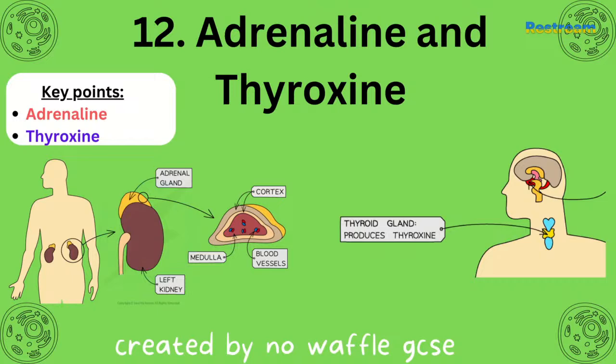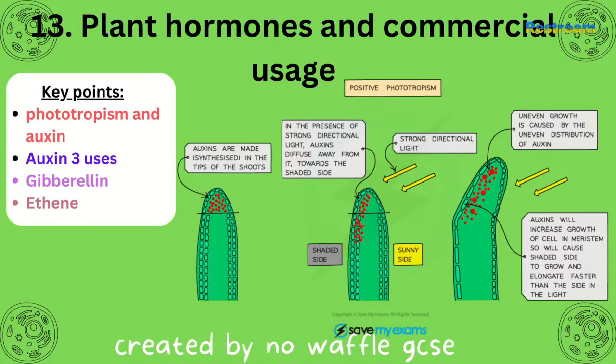Okay, now moving on. Plant hormones and commercial usage. This is the final topic in this first topic. Okay, so auxin. So auxin is a plant hormone, and auxin controls the growth of tips near the shoots and roots. So what it does is it allows for positive phototropism as well as gravitropism.